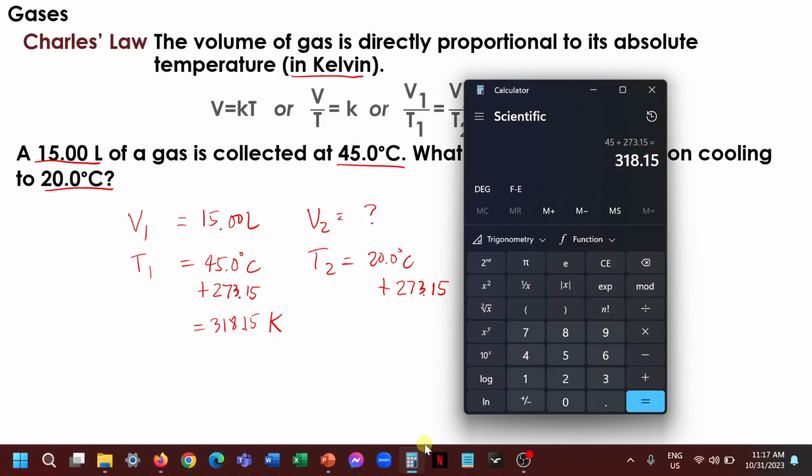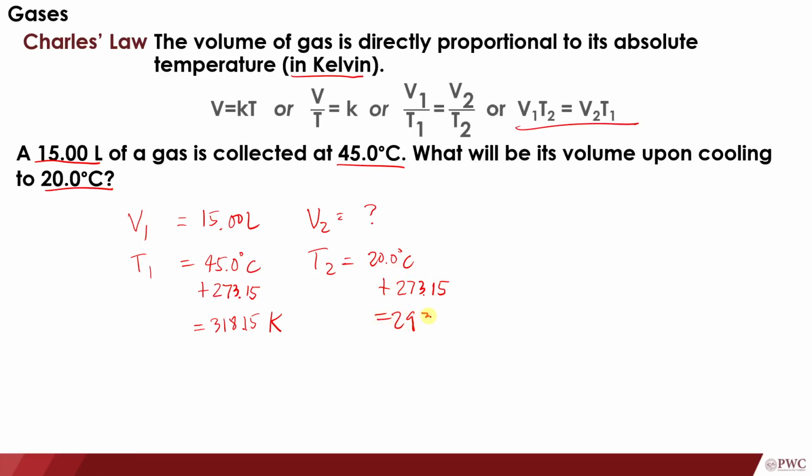Then for this one we have 20.0, 20 plus 273.15. So we have 293.15 Kelvin. Now we're ready to use the formula again. V1 times T2 is equal to V2 times T1. Our V1 is equal to 15.00 liters times our T2, which is 293.15 Kelvin, is equal to V2.